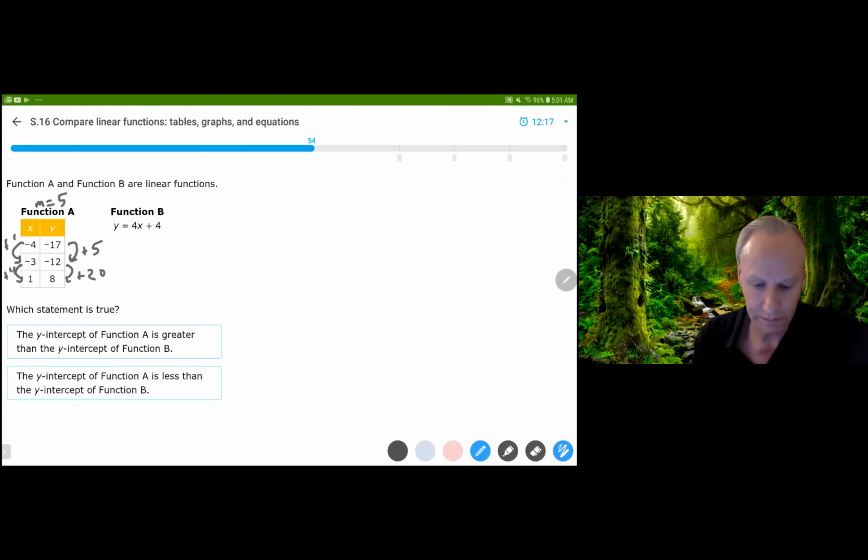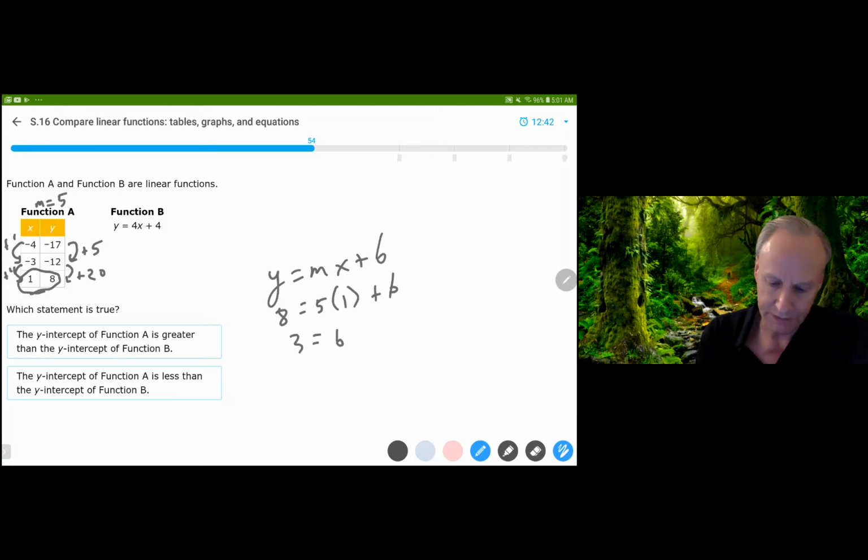There's no real nice way of doing it other than to just put it in. I think that's going to be the easiest way for you. So we're going to do y equals mx plus b. Just try and pick an easy point. And I like the (1, 8). So 8 is equal to 5 times 1 plus b. Subtract the 5 and you get b equals 3. So this equation for function A is, of course, y equals 5x plus 3.